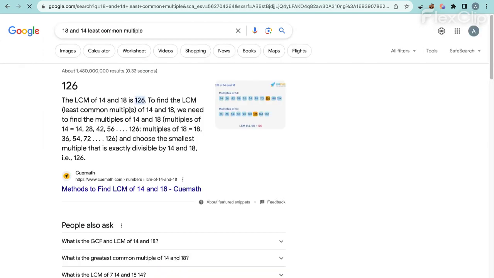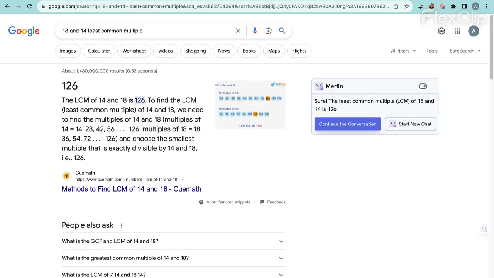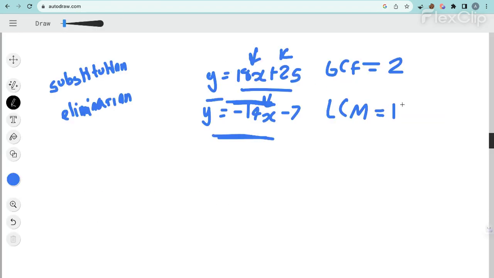And the least common multiple is 126. So, sorry for the confusion. Greatest common factor is the biggest factor these two numbers share. So for that, it'd be 2. What we want is the least common multiple. That's the smallest value that both of these numbers divide into. And it says here that it's 126. So what you do is you have to turn both of these into 126 and use that to solve the problem. So how do you do that?